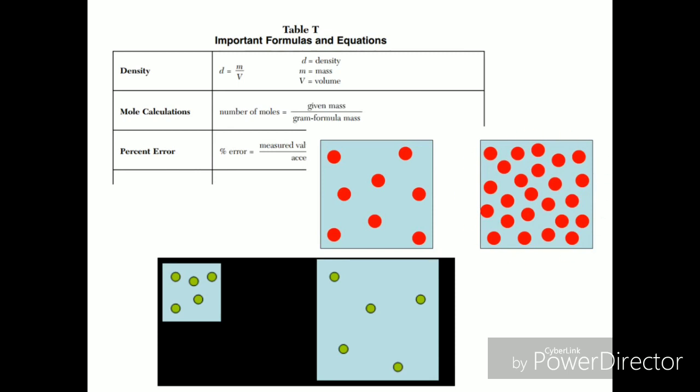In the boxes below, with the green particles, each box contains 5 particles. Each box has the same mass. Here, the volume differs. So we can see that the box to the left is more dense because it has the same number of particles in a smaller volume.